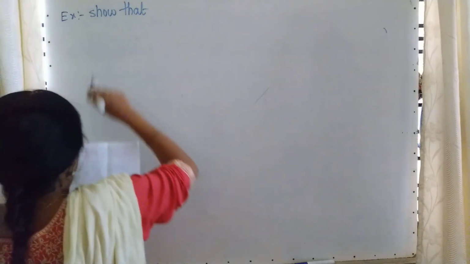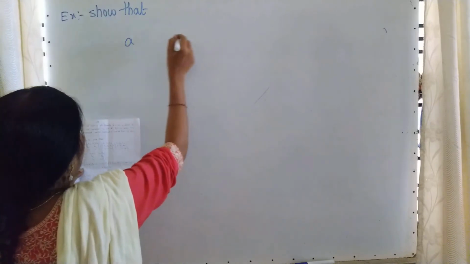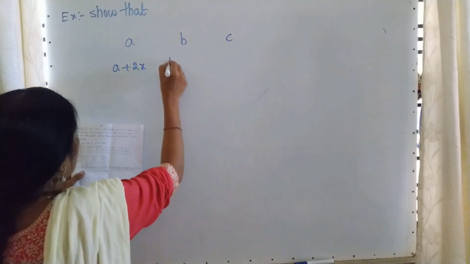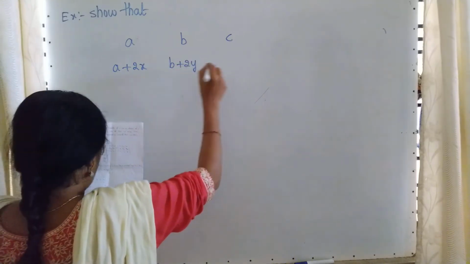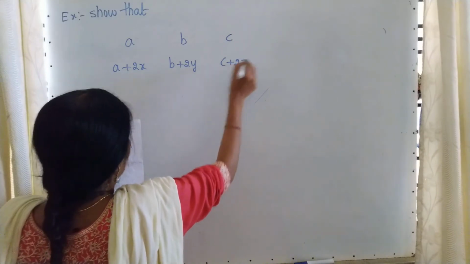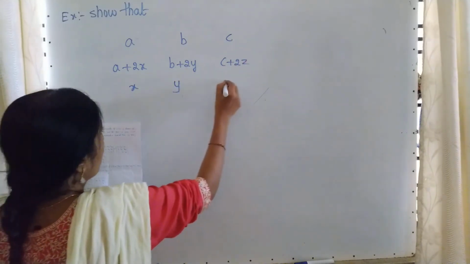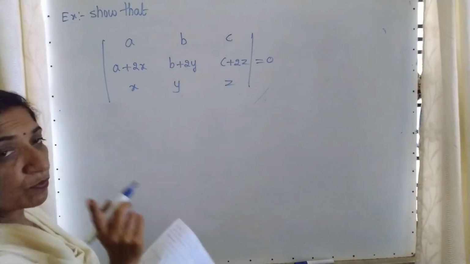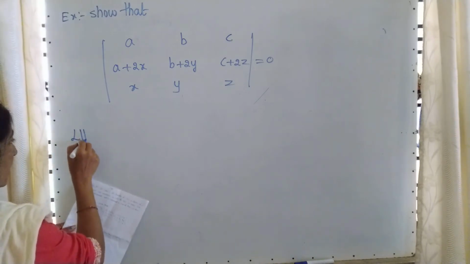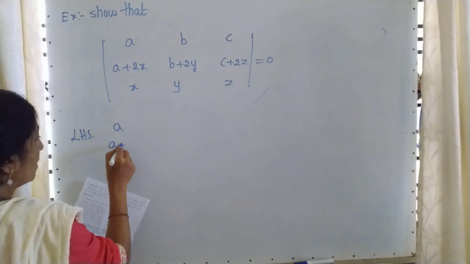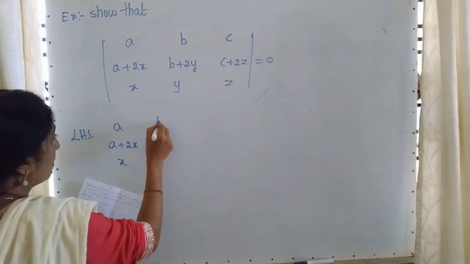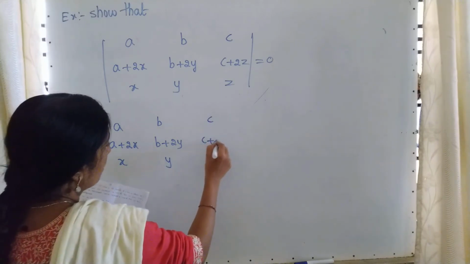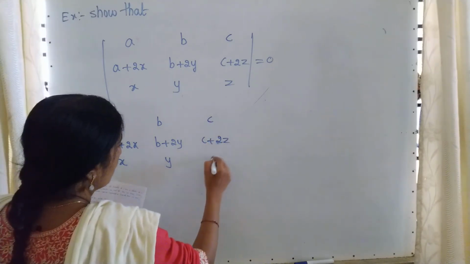Show that first row A, B, C. Second row A plus 2x, B plus 2y, C plus 2z. The third row x, y, z is equal to 0. See, if the problem says show that or prove that, start with the LHS. Now I am writing the LHS. A plus 2x, x. B plus 2y, y. C plus 2z, and this is z.